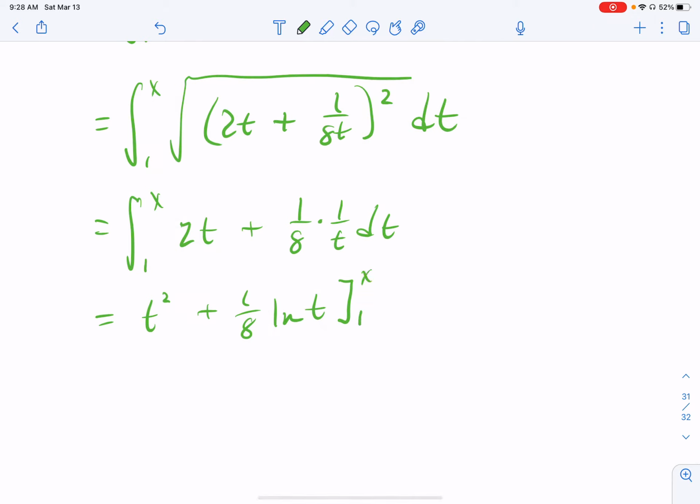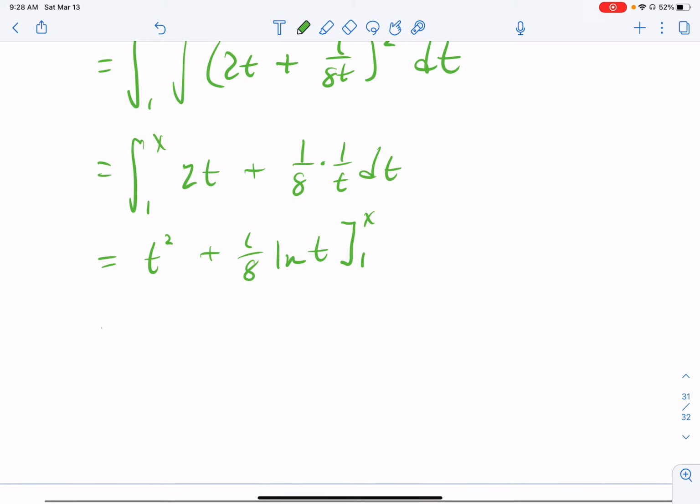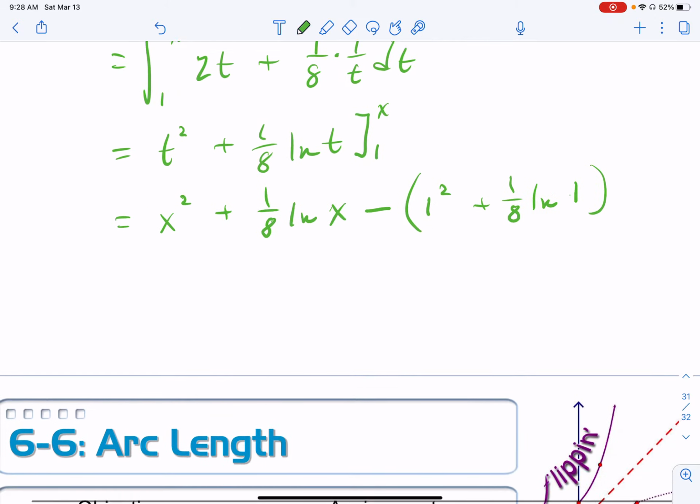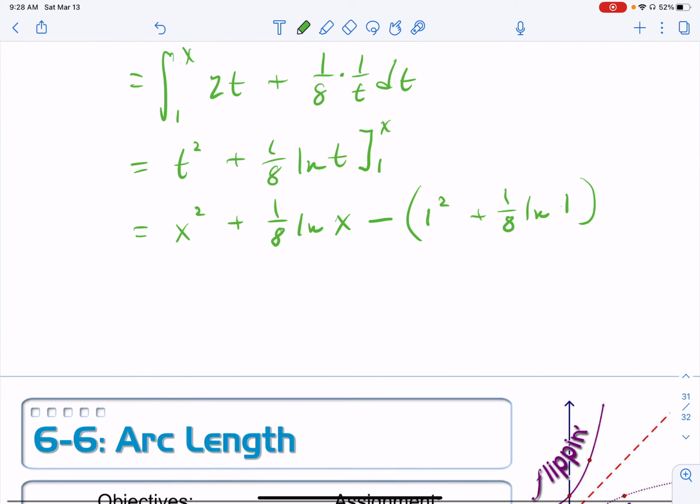From 1 to x. All right, throw our x in here, throw our 1 in here. We have x squared plus 1/8 natural log of x, minus, now throw our 1 in here, 1 squared plus 1/8 natural log of 1. Natural log of 1, that's 0, that's going to go away. That's just a 1. I'll distribute the 1, and then we have our final arc length equation, which goes s of x is equal to x squared plus 1/8 natural log of x, all of that, minus 1.